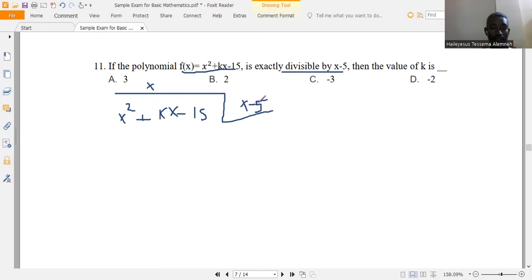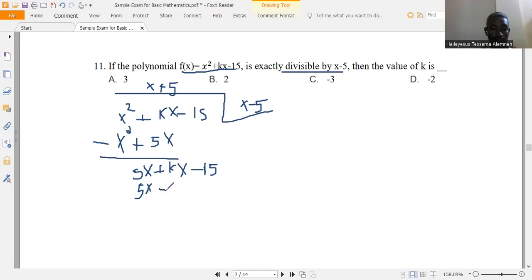So x times this one, x squared, and x times minus 5 is minus 5x. So 5x, plus kx minus 15. 5 times x is 5x, and 5 times minus 5 is minus 25.